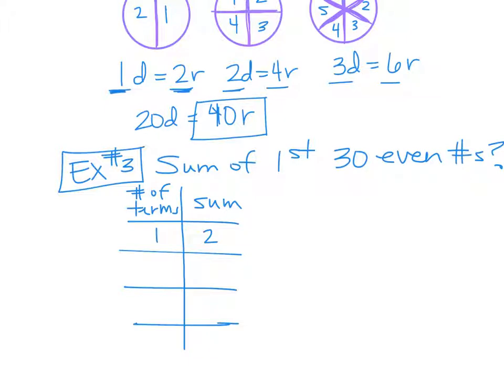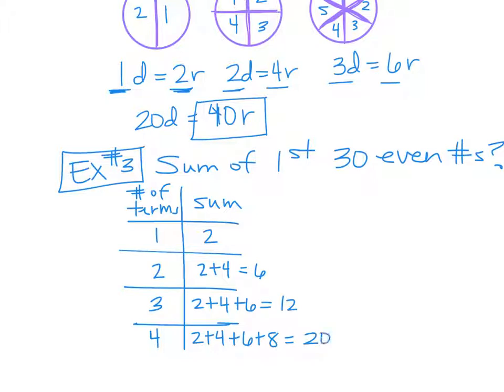Okay, what if I have 2 even numbers? What's the sum of the first 2 even numbers? 6. You would do 2 plus 4, so 6. The first 3 even numbers would be 2 plus 4 plus 6, which would be 12. And then the first 4 even numbers would be 2 plus 4 plus 6 plus 8, which would be 20.